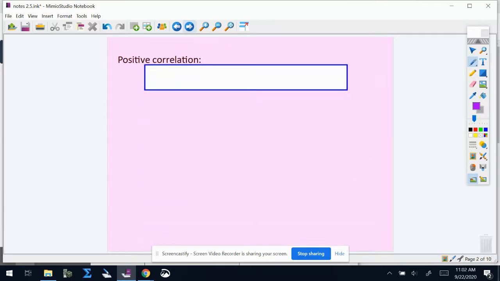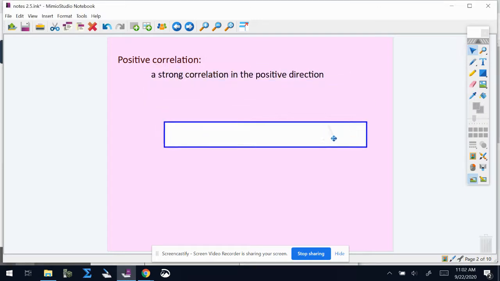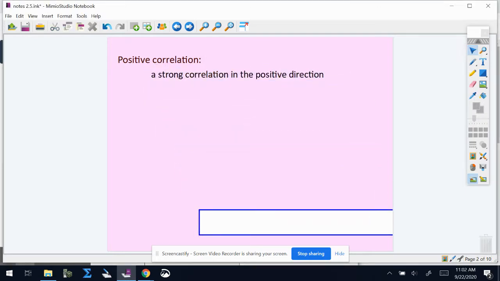With correlation, I'm going to define each type and then give you an example of it. A positive correlation means that it has a correlation in the positive direction. That might not make much sense, but hopefully a picture does. A positive correlation is something where, when I look at the points, the trend, think of the line of best fit, something you would have talked about in Algebra 1, looks like a positive line, meaning it has a positive slope.